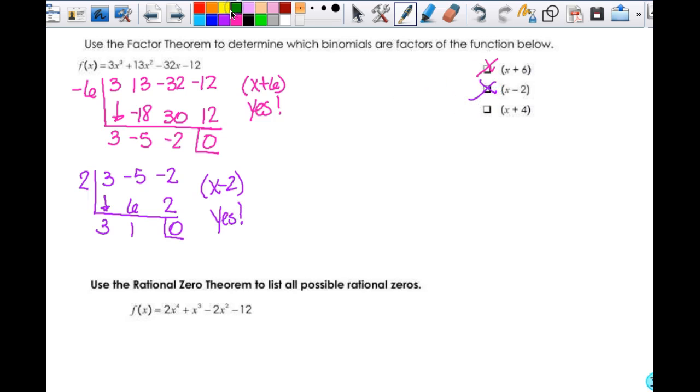So now when I move on to do x plus 4, that means a negative 4 goes on the outside. I can use my function that's reduced once again. So this is 3 and 1. Bring down my 3. So it's 3 here. 3 times a negative 4 is a negative 12, so this would be a negative 11. So that would be x plus 4 would be no.